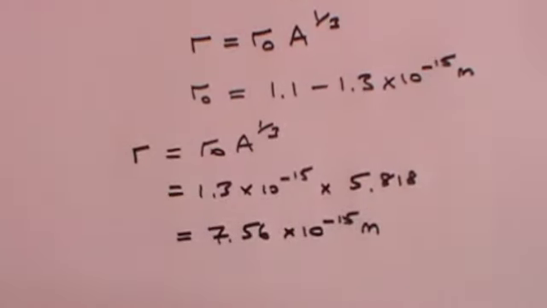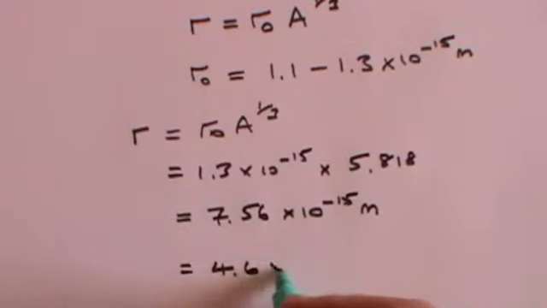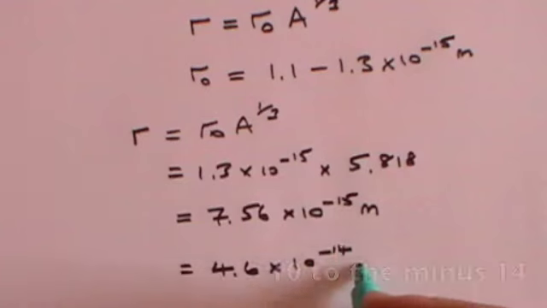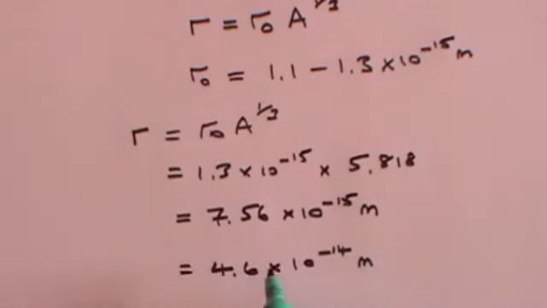But earlier in this video, we said that the closest approach, which we said was not necessarily the radius, we calculated at 4.6 times 10 to the minus 14 meters. So you can see that the closest approach was a good deal further off than the actual radius of the nucleus. We actually stopped well short of the nucleus itself.